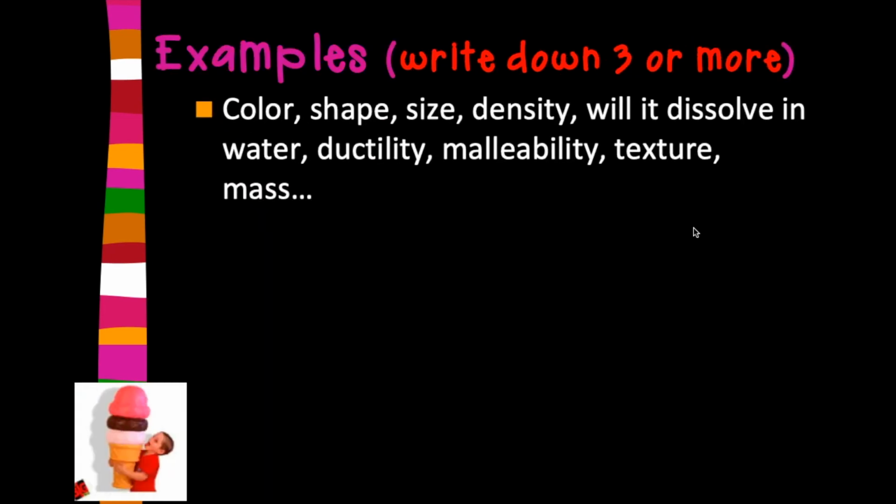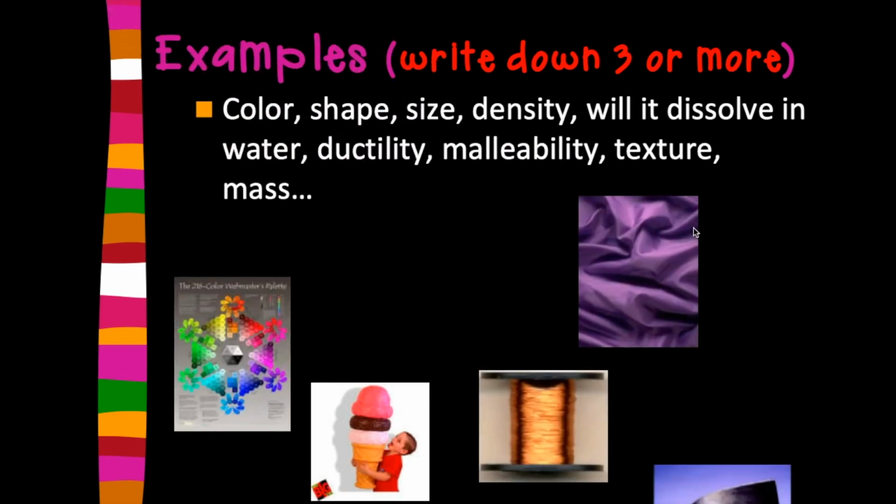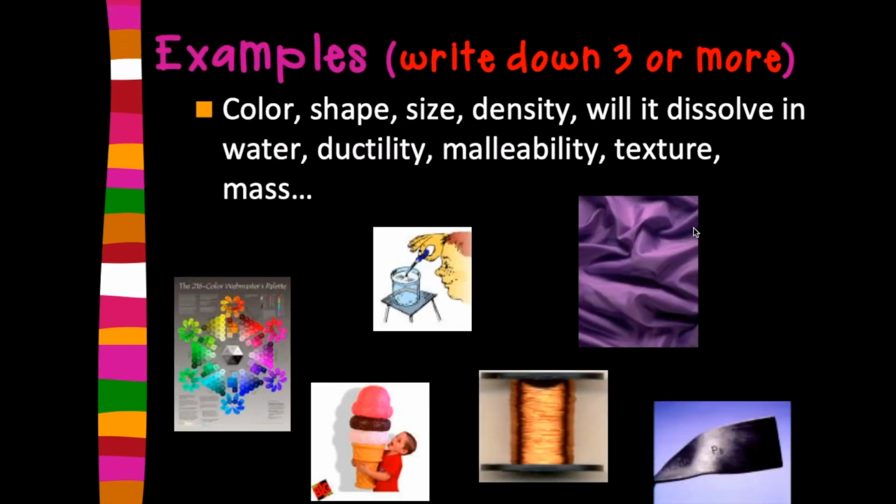You can write more if you want to, but it would be things like, what color is it? What shape is it? What size is it? Maybe you can actually measure it with a ruler. Its density, will it dissolve in water? Is it ductile, meaning could you draw it into wires like these copper wires? Or malleable, think like aluminum foil.